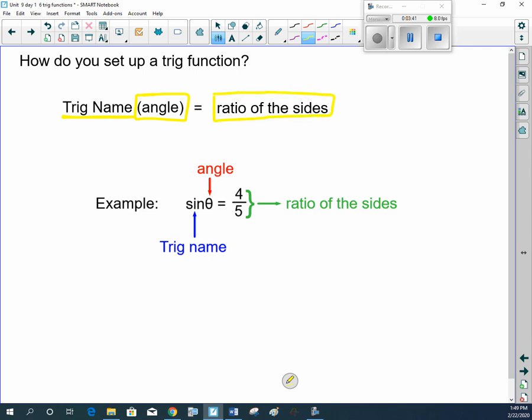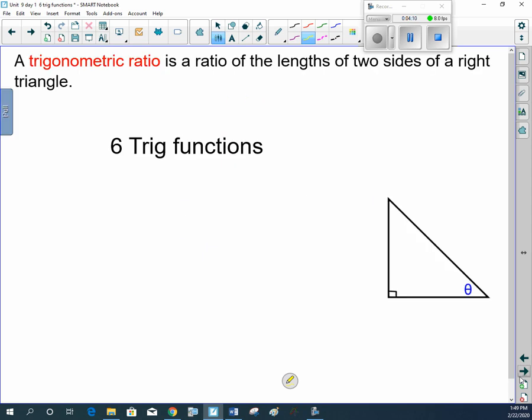So down here is an example. The trig name that I'm using is sine. I use the theta symbol to represent my angle. And then the ratio of the sides that I was comparing are 4/5. So there's always four parts to it. There's a trig name, an angle, and then two sides. So every time you're using right triangle trig, you've got to have a name, an angle, and two sides that you're comparing.